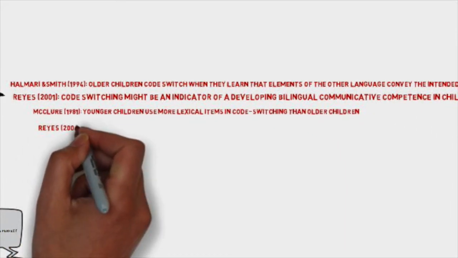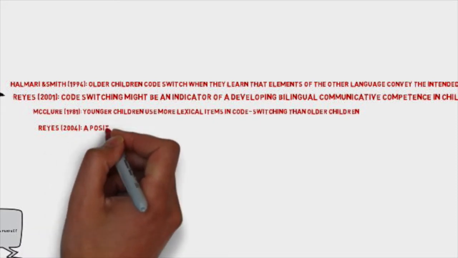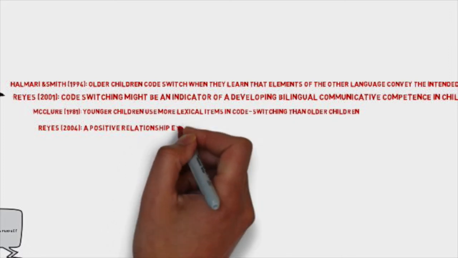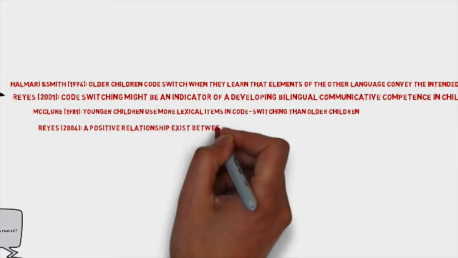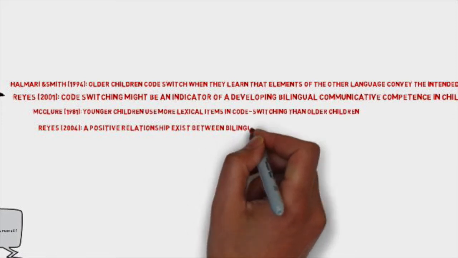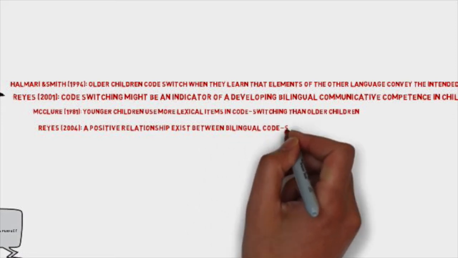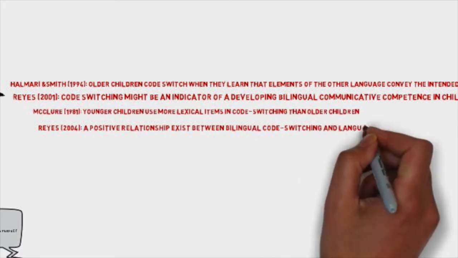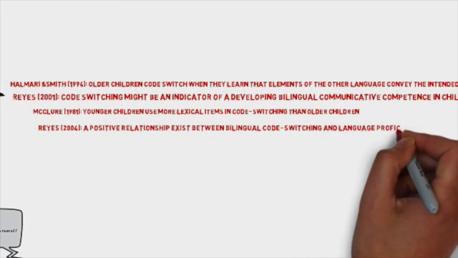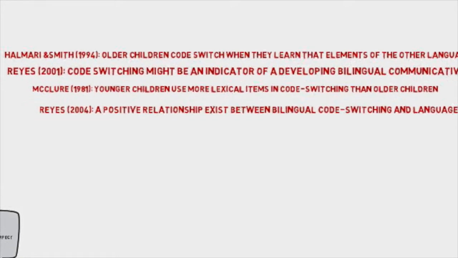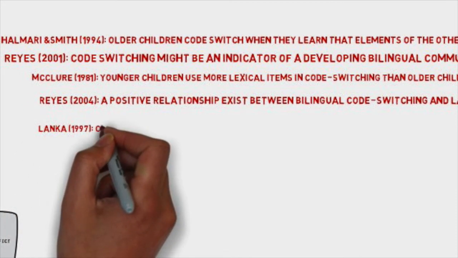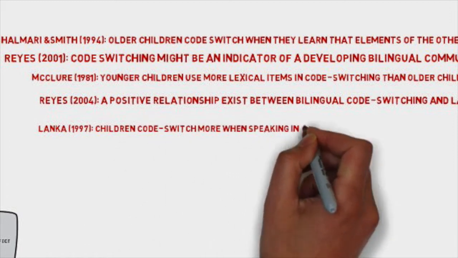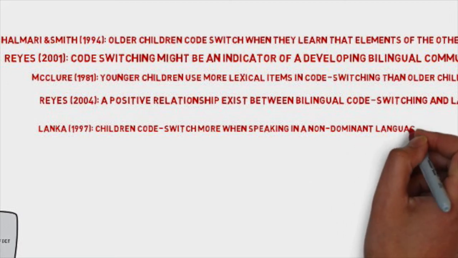On the other hand, a study conducted by Reyes suggests that the number of instances code switching occurs can be interpreted in such a way that reflects a child's developing communicative competence. This suggests that the more code switches there are, the more competent an individual will be in communication. As such, Reyes proposed that a positive relationship exists between bilingual code switching and language proficiency. Lastly, Lanza had found that children may demonstrate more code switching when they speak in their non-native language.